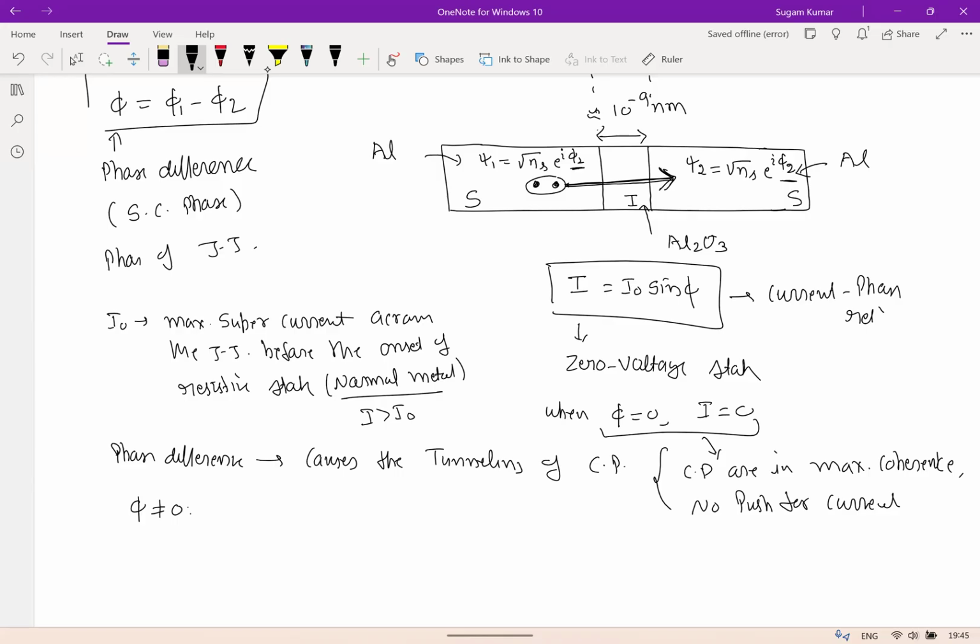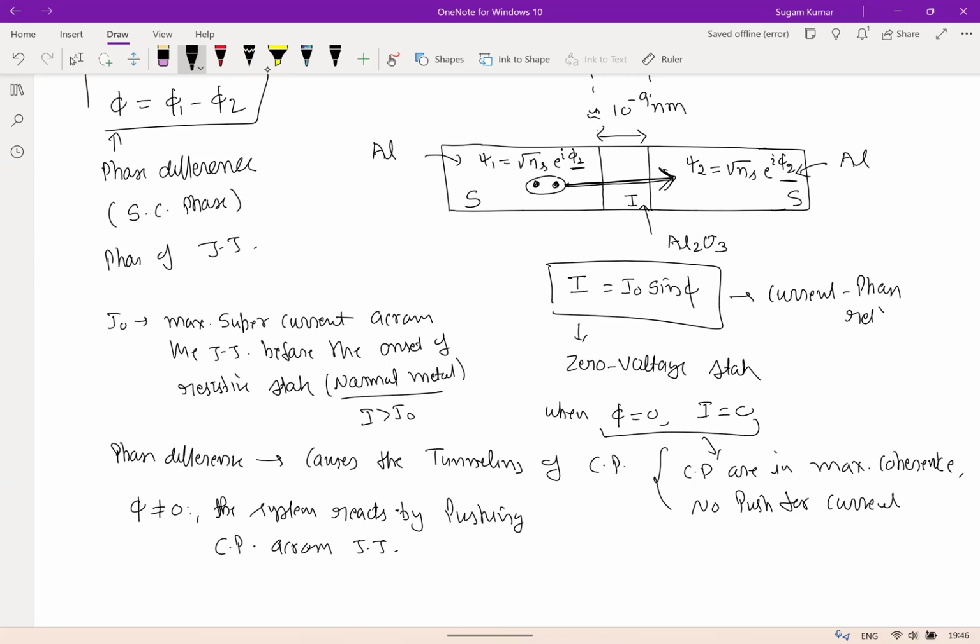But when phi becomes non-zero, then I can say the system reacts by pushing. I'm giving some analogy, pushing Cooper pairs across the Josephson junction. So whenever there is a phase difference, then only the push will take place and then the Cooper pair will tunnel.